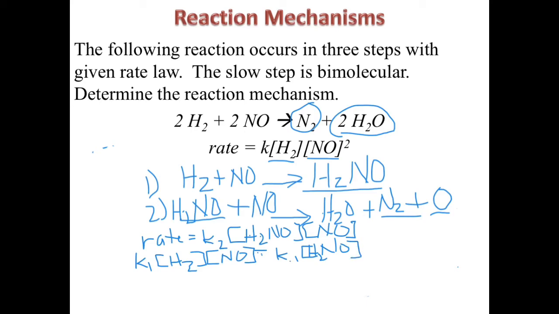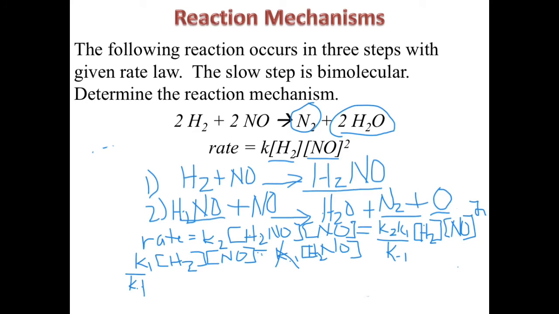So I'm going to move the K-1 over here. So now I can substitute this H2 and the NO in the rate law, which is now K2 K1 over K-1 times the concentration of H2 and the concentration of NO squared.